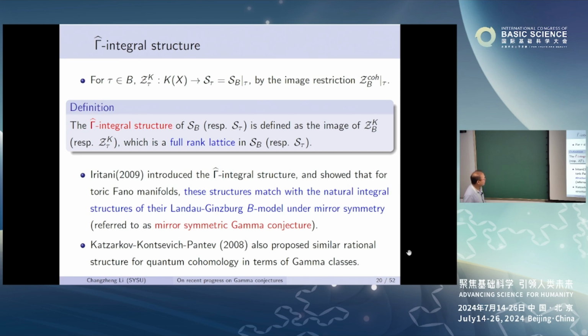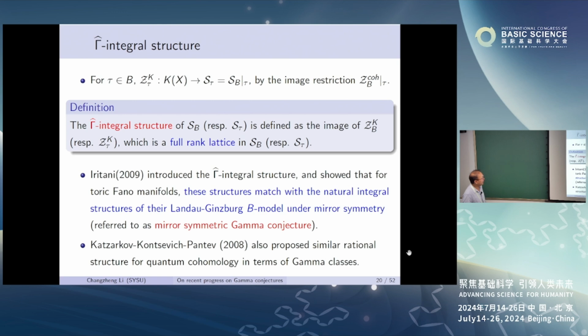Now, okay, so there are some related works. Iritani introduced the gamma integral structure. Because we will not talk much about the mirror symmetric gamma conjecture, let me just make a definition at this moment, even before the gamma conjecture.